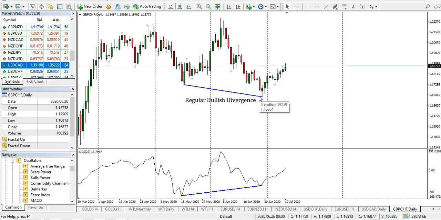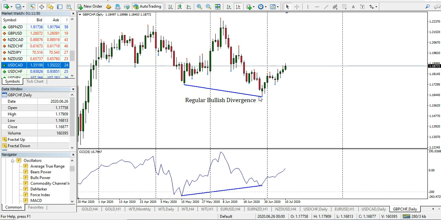So when you see this, this is what is referred to as divergence, because in most instances price and your oscillator, your indicator, should be moving in the same direction. When price is going down, your oscillator is going down. When price is going up, your oscillator should be going up. But when they are moving in opposite directions, it's a sign that the momentum is slowing down, and that you could have a reversal or expect a reversal.